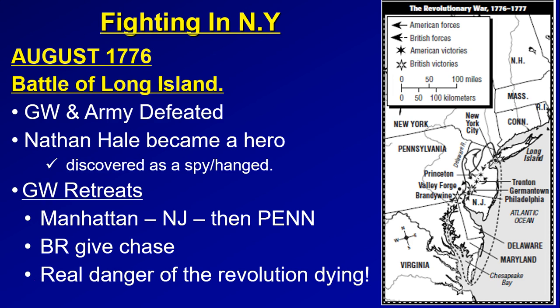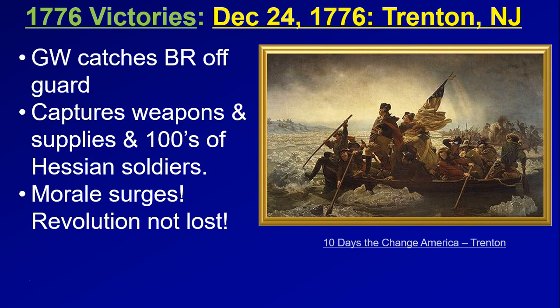But basically George Washington in the Battle of Long Island retreats, barely makes it out through Manhattan Island into New Jersey, then into Pennsylvania. The British give chase, and the danger of the revolution dying at this point is very, very big. He splits his army up into three different groups, and they were all supposed to meet later on, and they cross the Delaware River into New Jersey. They camp out just across from a small town in New Jersey called Trenton.